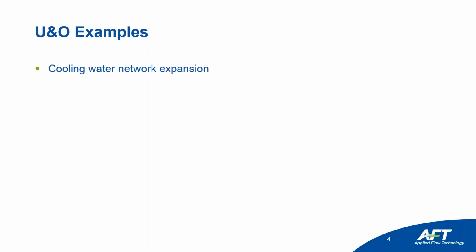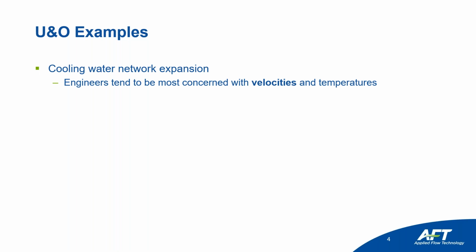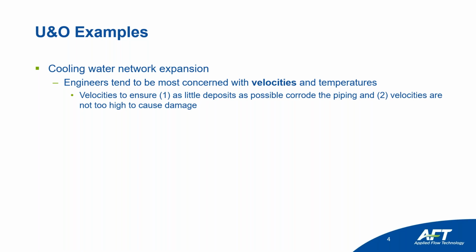So the two examples we are going to work through are cooling water network expansion, where engineers, as I understand it from research and from folks I've worked with, tend to be most concerned with velocities and temperatures moving through the system and through the heat exchangers. Velocities to ensure as little deposits as possible corrode the piping, and two, velocities are not too high to cause damage. So there's a sweet spot, and we'll see that with our example.